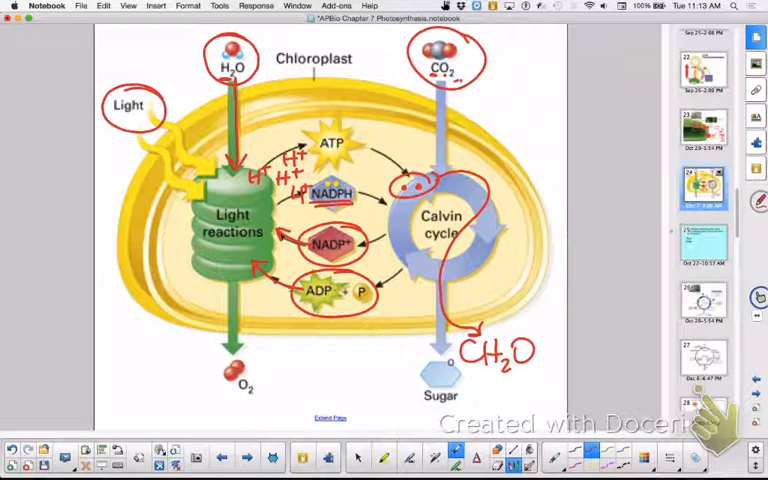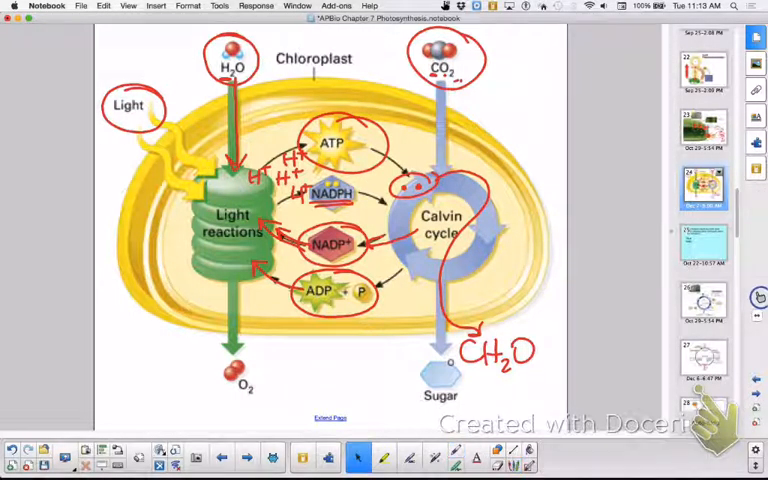Now, once NADP gives up those two electrons it has, then it's just oxidized NADP, and it can get reused in the light reaction again, yes? Okay? And then in order to do this process, that requires energy, and we made that in the light reaction as well. Yes? Where do the oxygens from the CO2 go? They're still part of that carbohydrate.